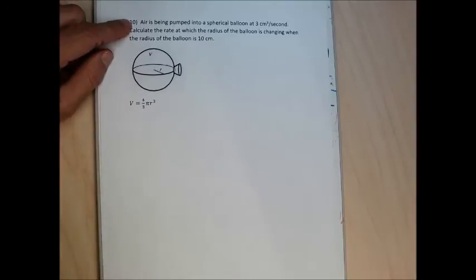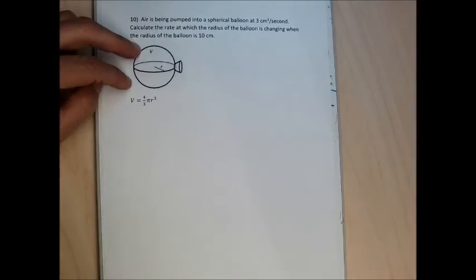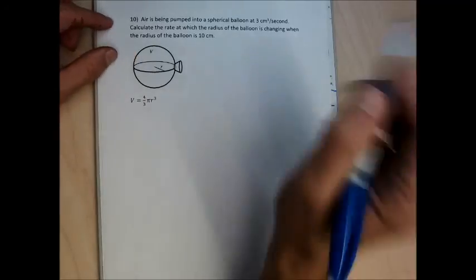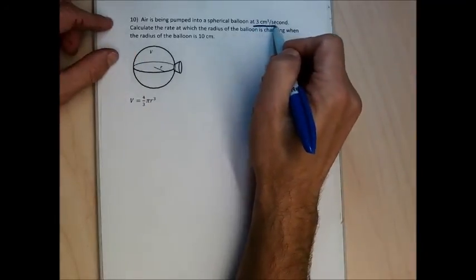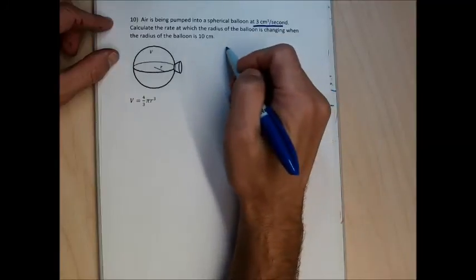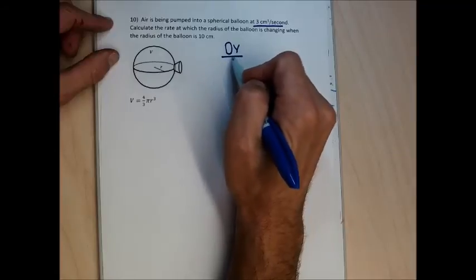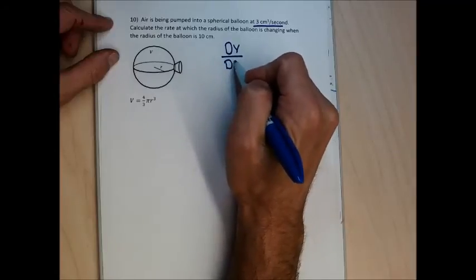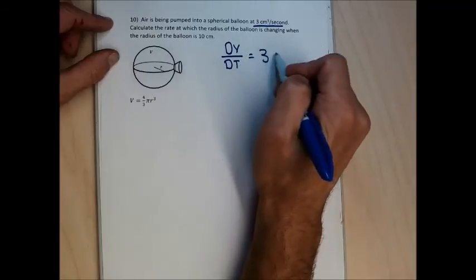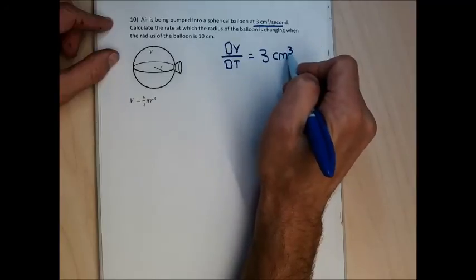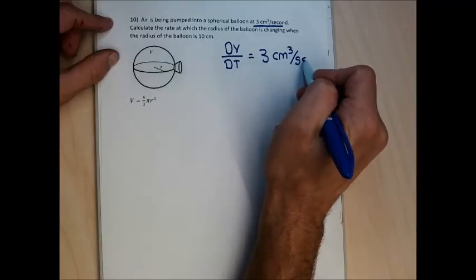Air is being pumped into a spherical balloon. So this is my balloon. It's the shape of a soccer ball in some sense. Air is being pumped into it at a rate of 3 centimeters cubed per second. That tells me how the volume is changing with respect to time. This first number tells me the volume is changing with respect to time at 3 centimeters cubed per second.